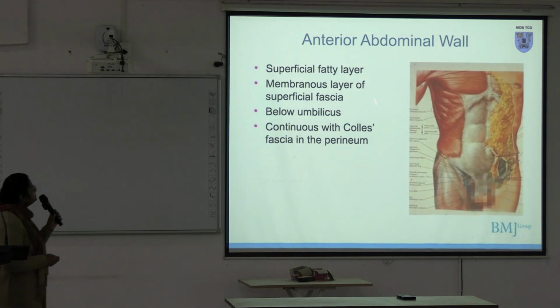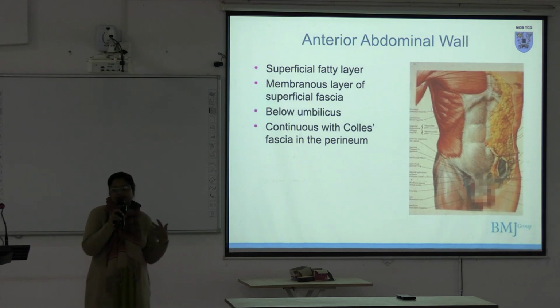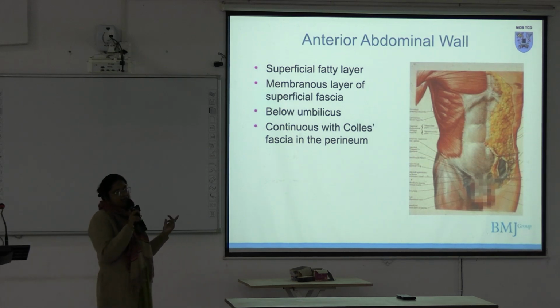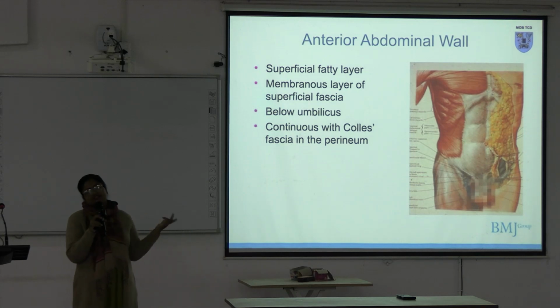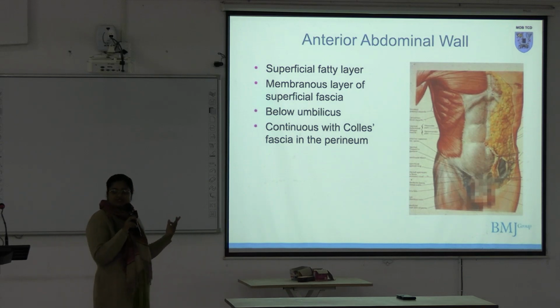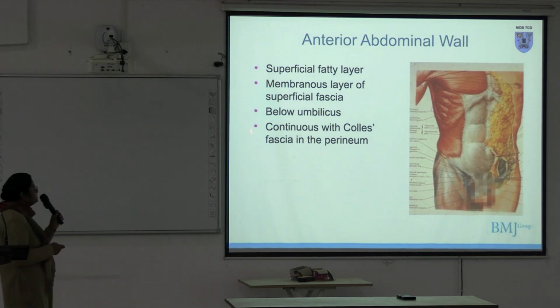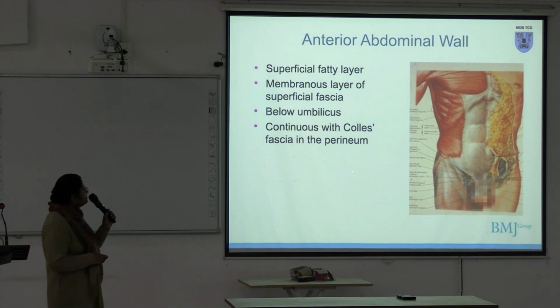After the muscles, there will be superficial fascia. Superficial fascia has the fascia of Camper, which is the fatty layer, and the fascia of Scarpa, which is the membranous layer. These are part of the superficial fascia. And below the umbilicus, the superficial fascia is continuous with the Colles fascia in the perineum.